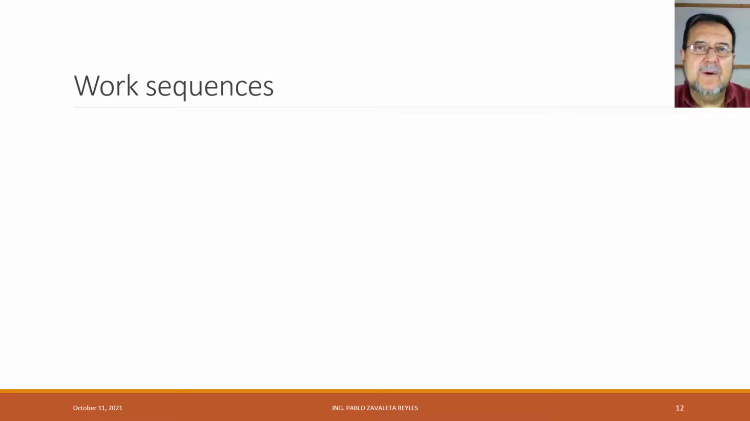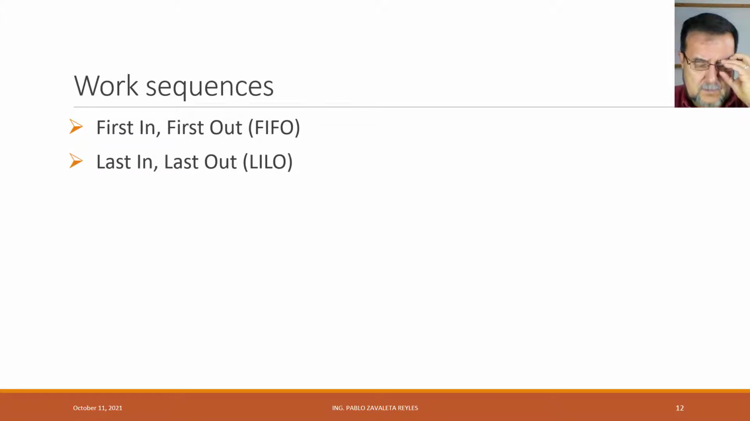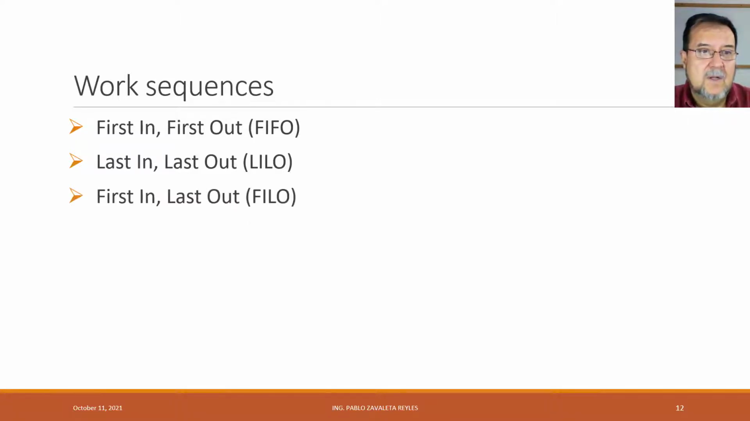Let's talk a little bit about the work sequences. You've all heard about first in, first out. That's FIFO. Yes, but if we put it in a 2x2 matrix and we manage all the combinations, you can have last in, last out, which would be LILO, first in, last out, which would be FILO, and we have last in, first out, which would be LIFO.